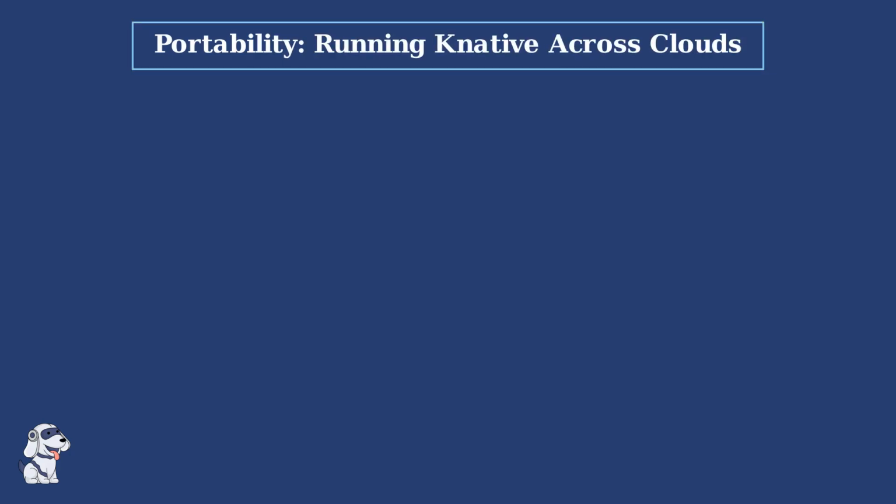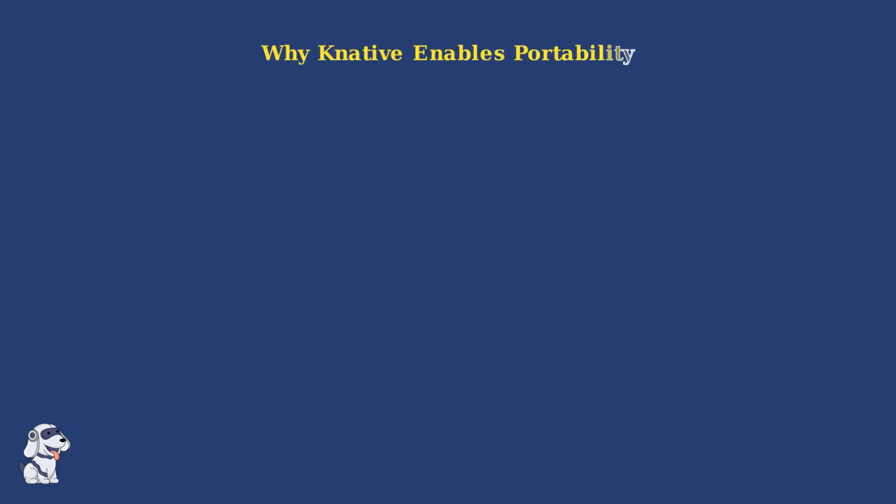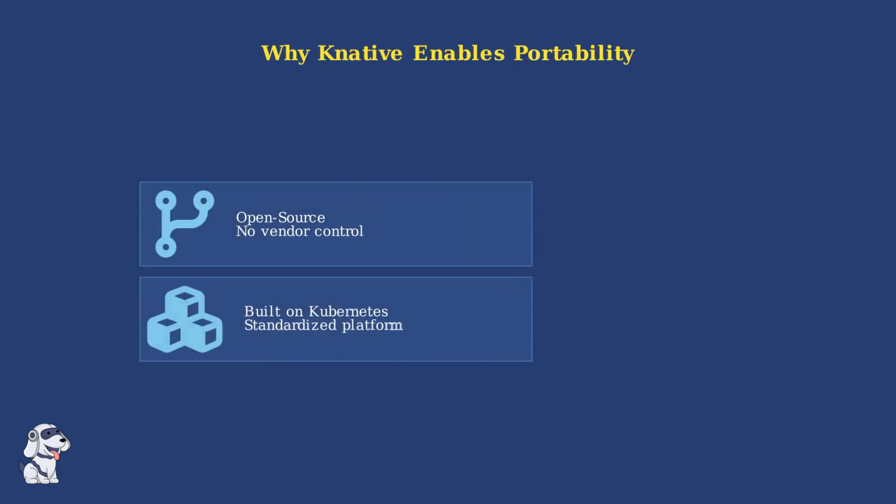One of Native's most powerful features is its portability. This means your applications can run seamlessly across different cloud providers without being locked into any single vendor's ecosystem. But what exactly does portability mean in the context of cloud computing? Portability is the ability to move your applications and workloads from one environment to another with minimal changes to your code or configuration. Native achieves this portability through two key factors.